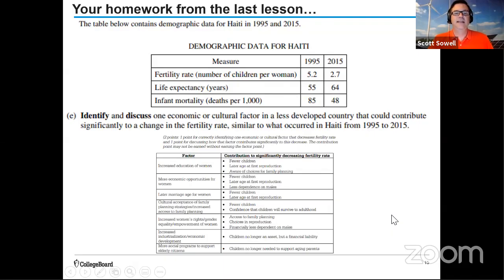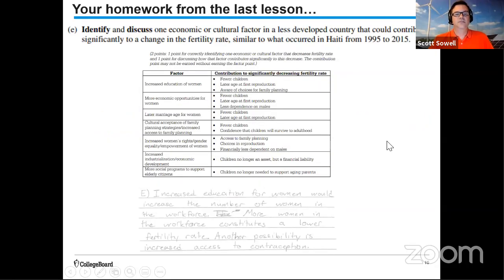E says identify and discuss, so same pattern again, one economic or cultural factor in a less developed country that could contribute significantly to a change in the fertility rate, similar to what occurred in Haiti during these 20 years. So the fertility rate went from 5.2 to 2.7. Why? A lot of things in terms of education and equal opportunities for women, industrialization and economic development. So again, you had to not only identify that factor, but discuss how that factor dropped the TFR, or the fertility rate. So let's look at a student sample.